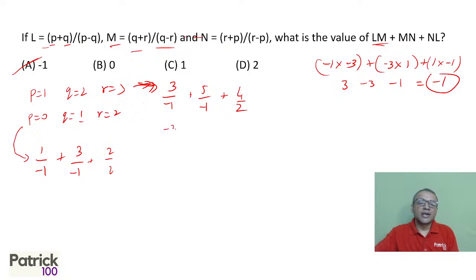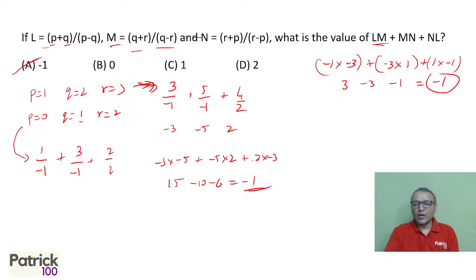So you get basically minus 3, minus 5, plus 2. Substitute out here in L, M. So minus 3 into minus 5 plus minus 5 into 2 plus 2 into minus 3. So this becomes 15 minus 10 minus 6, which will give you minus 1. So either way you will get minus 1. So substitute values which are easiest to solve and which you can easily calculate to get the answer. That's what you need to do.